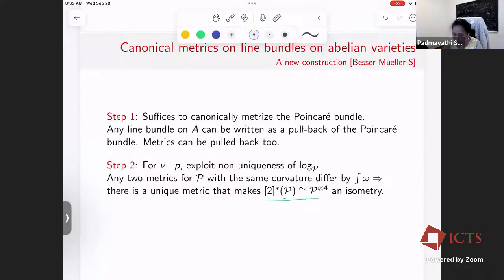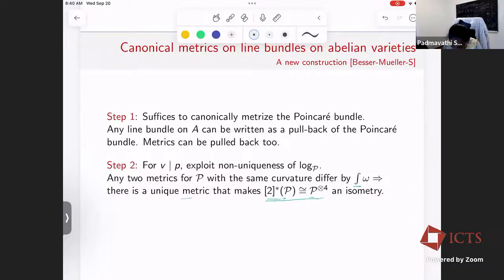If you want to make this isomorphism an isometry, you first choose an arbitrary log function at p. Maybe the pullback by 2 and the pullback by 4 don't quite coincide, but you can change it. Maybe you have the wrong one, but you can try to fix it by adding the integral of a holomorphic form. You can see how the two sides of this isomorphism change. One changes by twice the integral of omega, and the other side changes by 4 times the integral of omega. So there's exactly one choice which makes the difference 0.